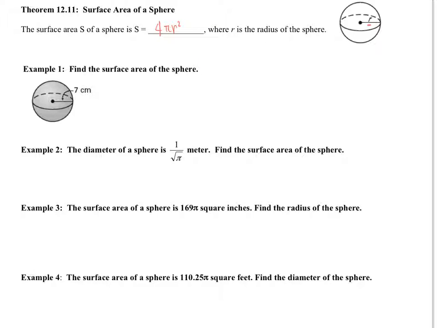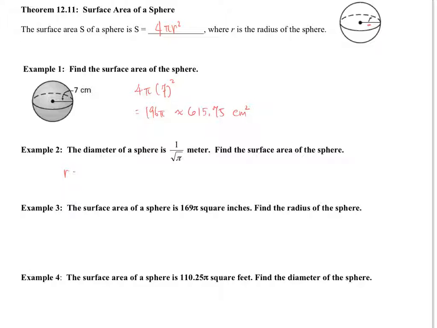Example 1 wants you to find the surface area of the sphere, so you just simply use the formula I just gave you, 4 pi, and then the radius is 7, and then we just square that to get 196 pi. And if we round this, it should be 615.75 square centimeters. Example 2, the diameter of a sphere is 1 over square root of pi meters. Find the surface area of the sphere.